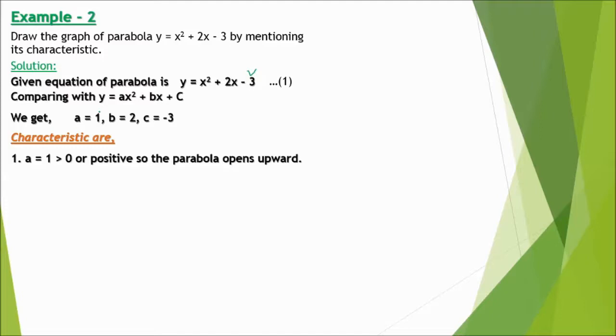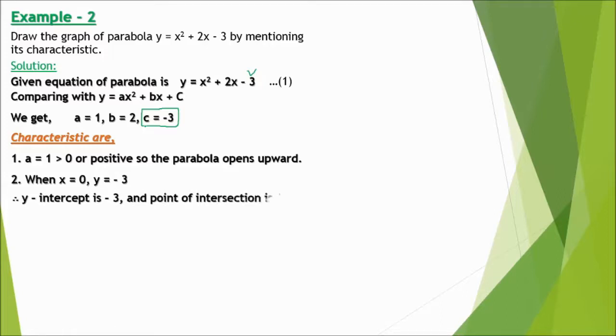Now second, the y-intercept of the parabola. Let's find the y-intercept of the parabola. For that we have to substitute the value of x as 0. Or you can directly write here, you can see c is equal to minus 3. C is the y-intercept of the parabola. When x is equal to 0, y is equal to minus 3. That means the value of c is the y-intercept. Therefore, the y-intercept is minus 3, and the point of intersection of the y-axis and the parabola is (0, minus 3).